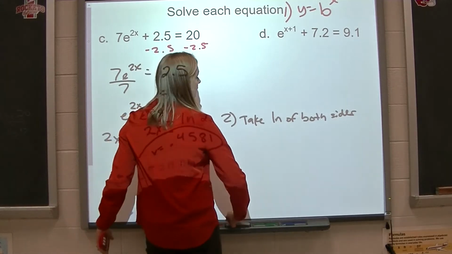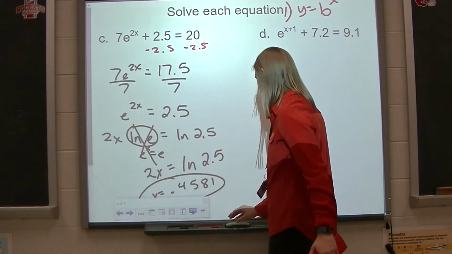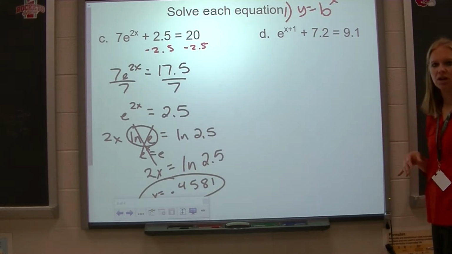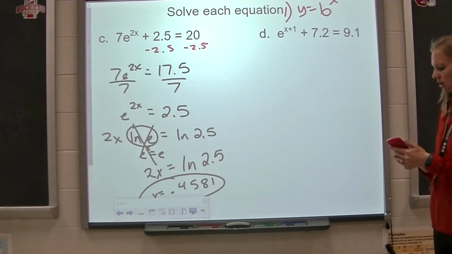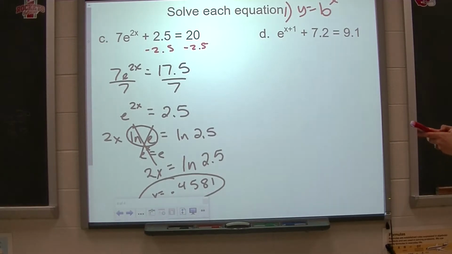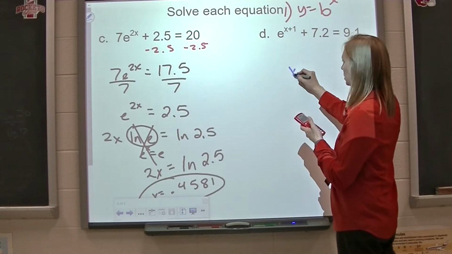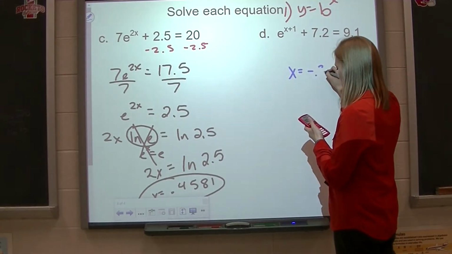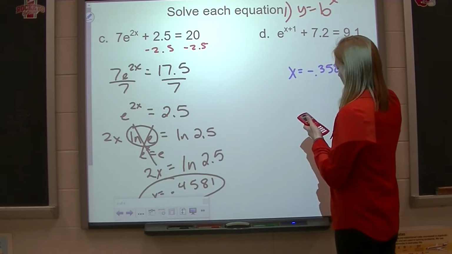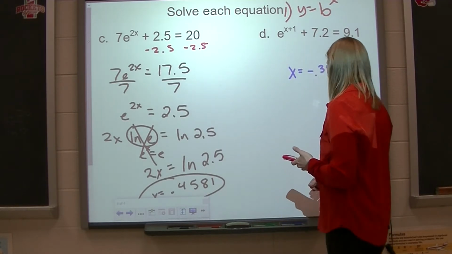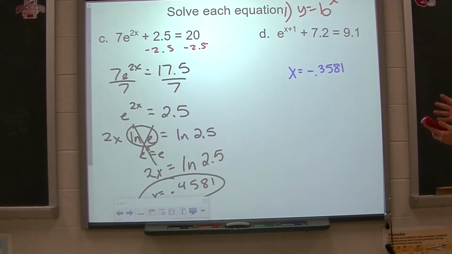So let's look at D here. Same scenario. I want you to go ahead and try it first, following those steps, and I will do it here quick and get my answer. And I got x equals negative 0.3581, debatable to put a 2 there, but I'll just keep it like that.